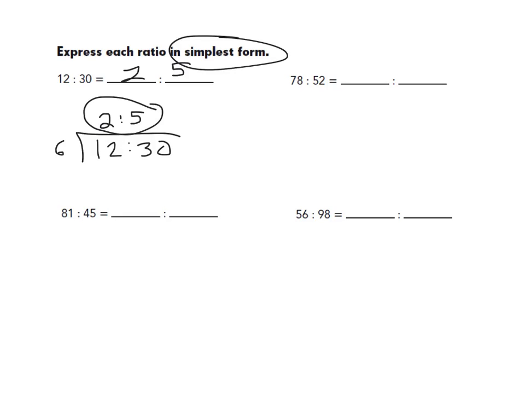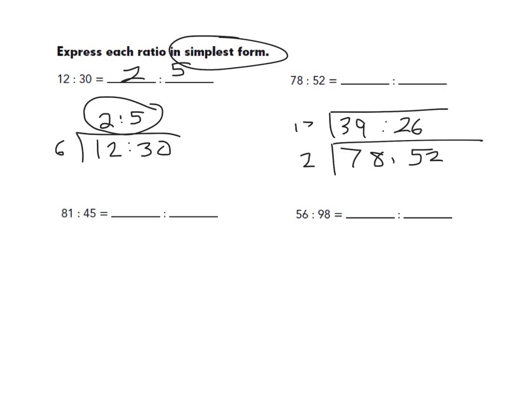If I look over at 78 and 52, I'm going to think, what do they have in common? How can I make them a smaller version of themselves? So if I divided them both by 2, because I can see that they're even, I get 39 and 26. And I can see that those are both divisible by 13. If I divide them by 13, I get 3 to 2. And 3 and 2 can't be simplified at all. 3 and 2 is the simplest form.